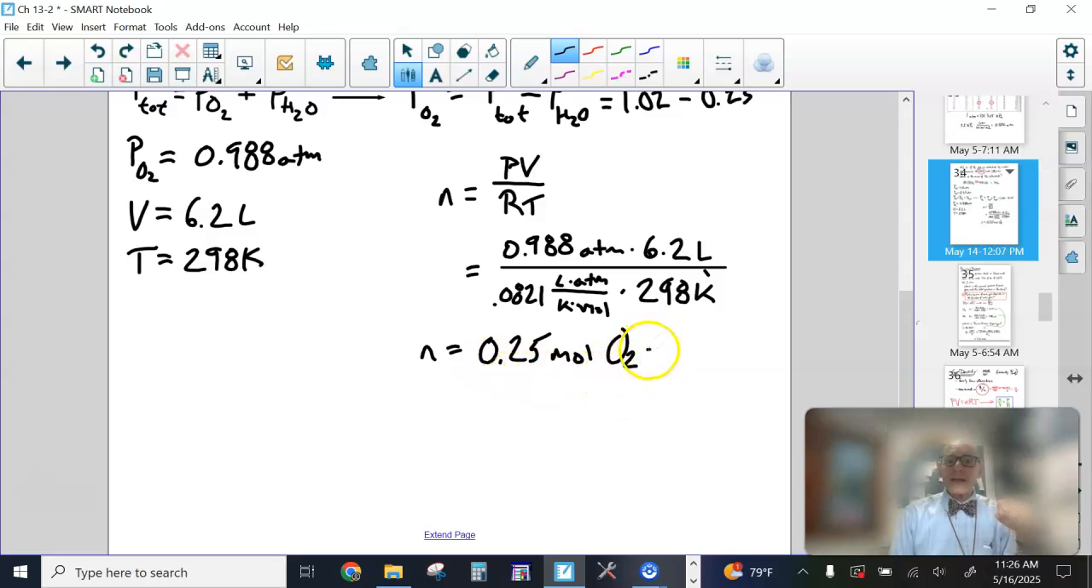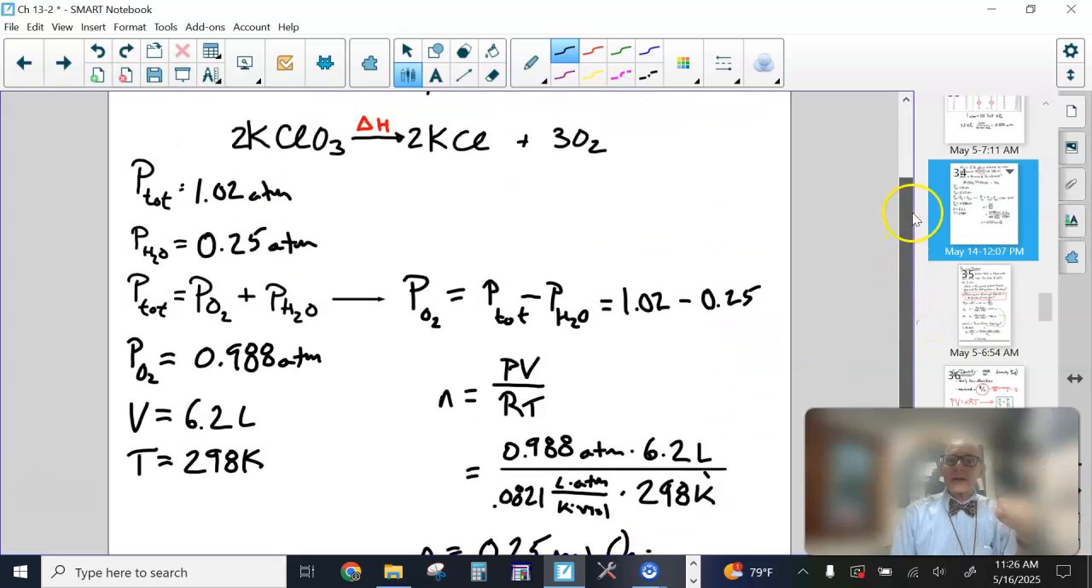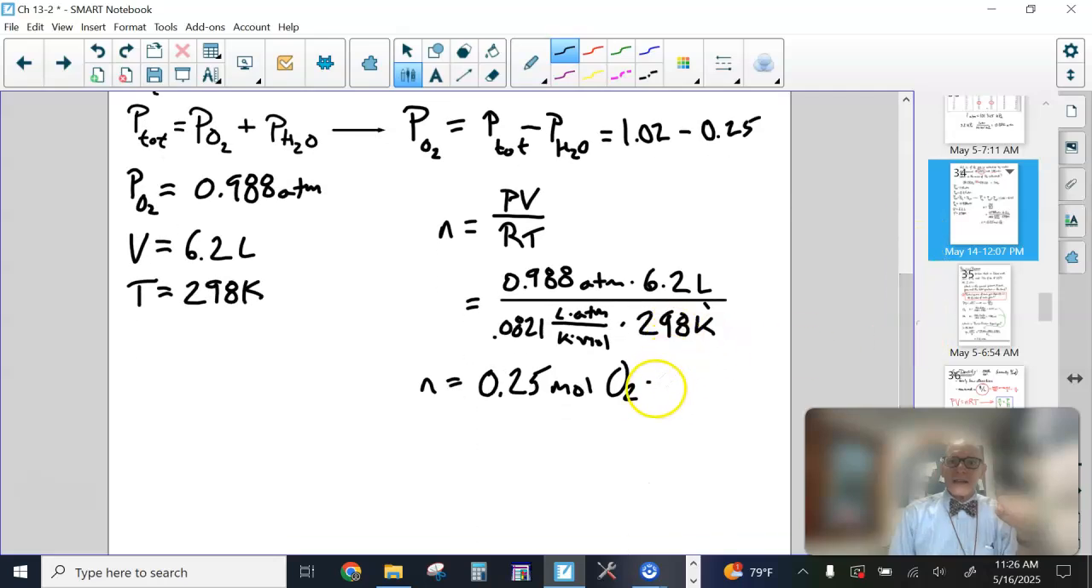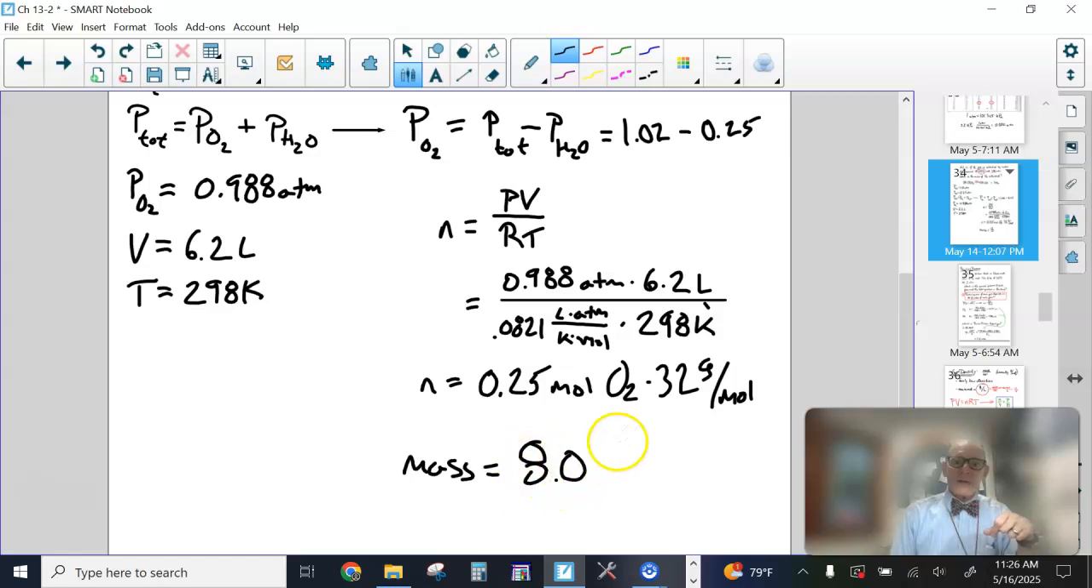So we need to convert that to mass because the question asked, again, what mass of oxygen is collected. And that's at 32 grams per mole. This is 0.25 times 32. So the mass is equal to 8.0 grams of oxygen gas. And that's really all there is to know about Dalton's law of partial pressure. So good luck, and I will talk to you soon.